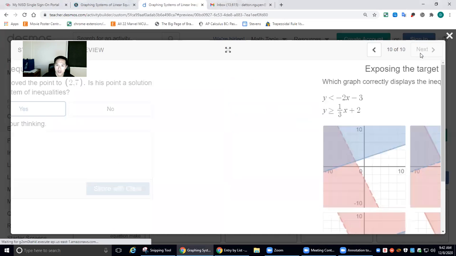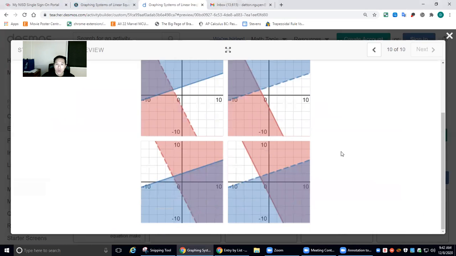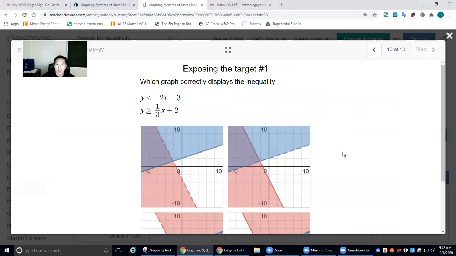Okay, next question, last one. Which graph correctly displays the inequality? Okay, so this is some advanced thinking now for what we've done so far. So guess what we can do? We can graph this equation, open up Desmos in a separate page, graph these and see which graph matches it. Number two, we can start taking a look at the slopes and the y-intercepts and see where they cross.